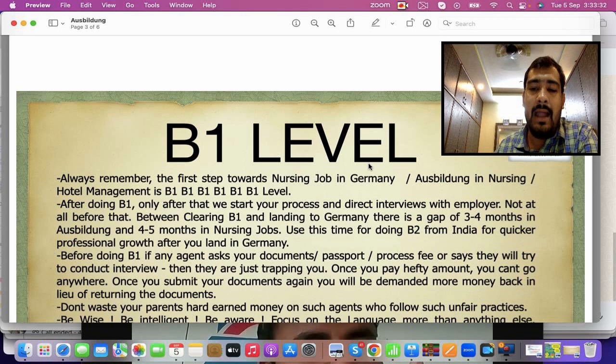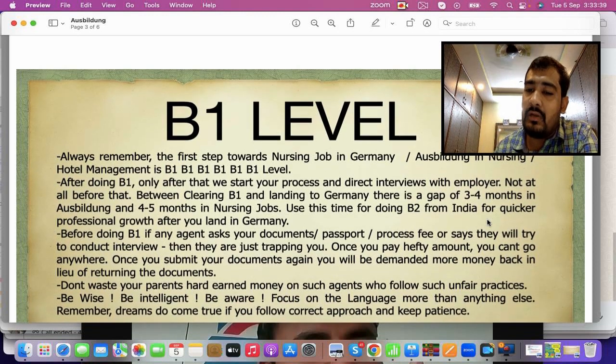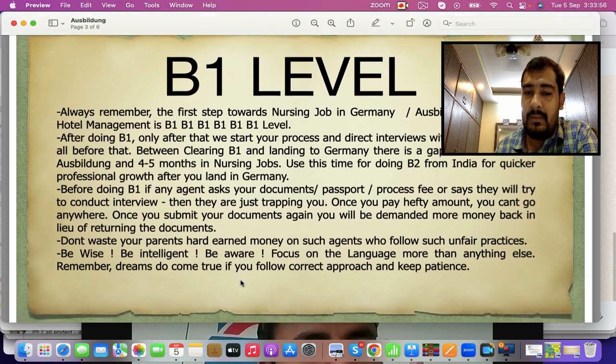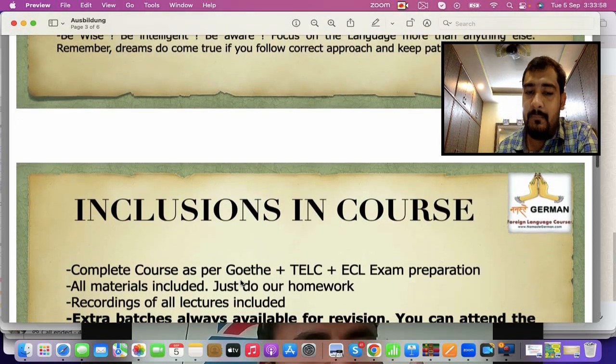Nothing is slow. I am telling you, 3 to 4 months maximum after you finish B1. So utilize that time. This 3 to 4 months, please utilize it for doing B2 for your quicker professional growth. So be wise, be intelligent, be aware, focus on the language more than anything else. Your dreams will certainly come true if you follow the correct approach, and this is the correct approach I have told you. Please keep your money safe, as simple as that.